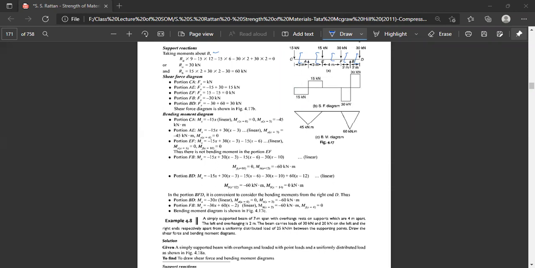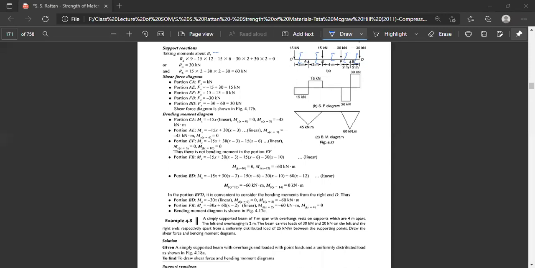Between A and E, there will be forces acting. One force is acting downwards, that is 15 kN. One reaction is acting upwards, that is 30 kN. The distance of each of them is x for the 15, and for the reaction at A it becomes x minus 3. If we take the moments, it is minus 15x, which is clockwise in nature, plus 30 into x minus 3, which is anti-clockwise in nature, and this becomes M.